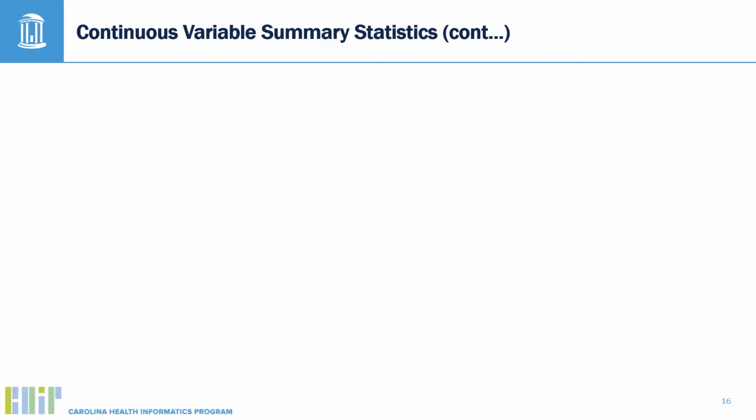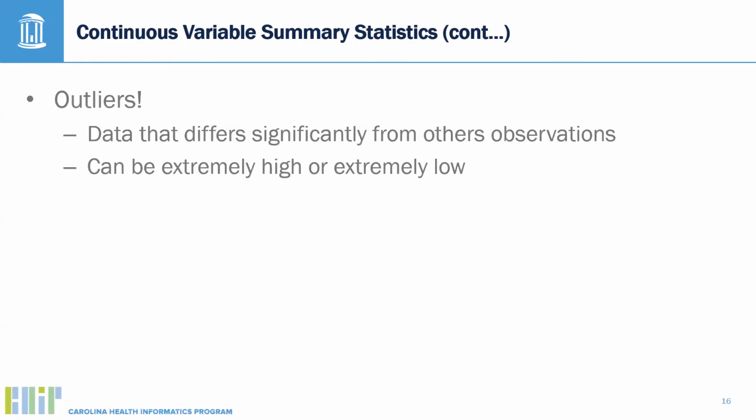Now, when calculating summary statistics, you need to watch out for data points called outliers. These are data points that are very different from your other observations. For instance, they can be extremely high or extremely low values compared to other data points. These outliers can have significant and unintended consequences for calculating summary statistics.